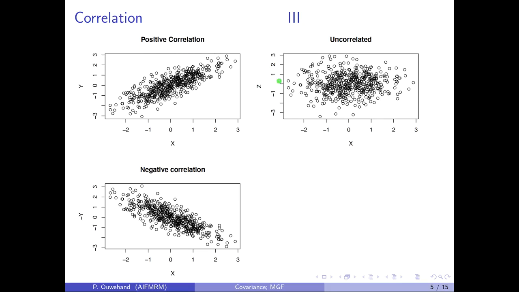In the second graph here, x and y are uncorrelated. We have cases where both the value of x and y are larger than the mean, but we also have cases where x is larger than the mean, but y is smaller than the mean. Finally, here we have negative correlation. In other words, the data lies along a line with negative slope.